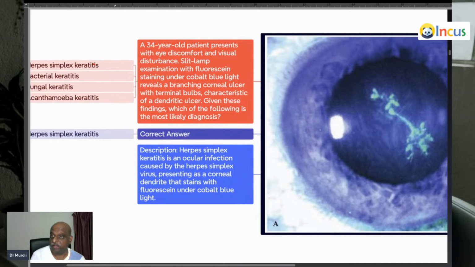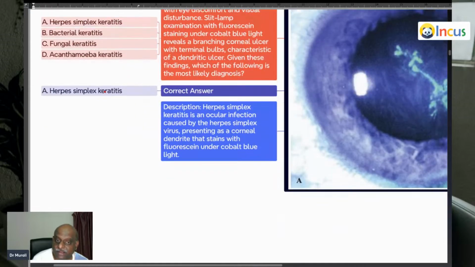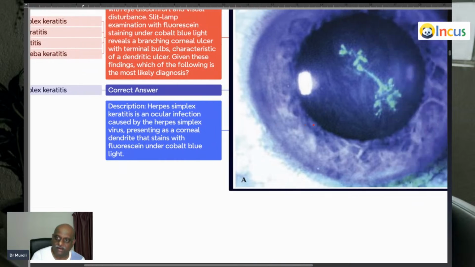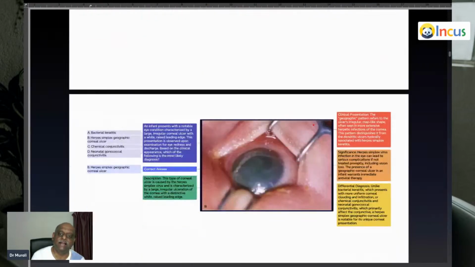A 34-year-old presents with eye discomfort, fluorescein staining showing a branching corneal ulcer with terminal bulbs characteristic of dendritic ulcer. So which is caused by herpes simplex keratitis, which leads to a typical dendritic ulcer, is what you have to remember.